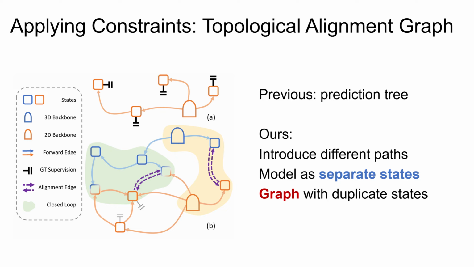When we introduce another backbone, there will be many states that can be arrived at from different paths. For example, the 3D position of the key points can be predicted by the 3D network directly, or they can be arrived at by using the predicted pose and the robot forward kinematics. We model them as different states which share the same meaning. We call them duplicate states. Then we can build our graph, named Topological Alignment Graph, containing all those states.